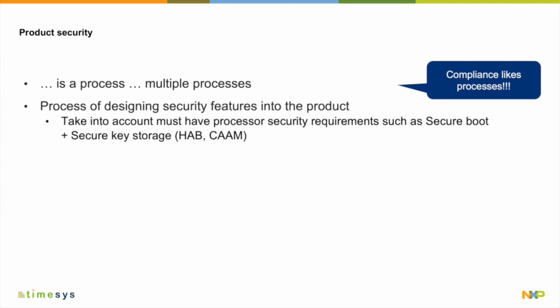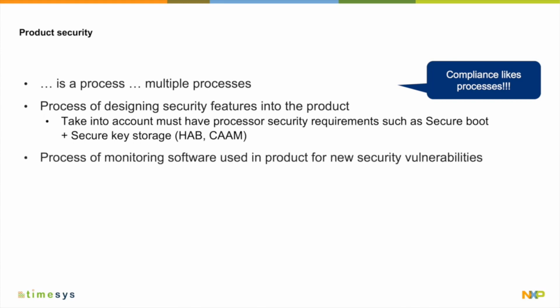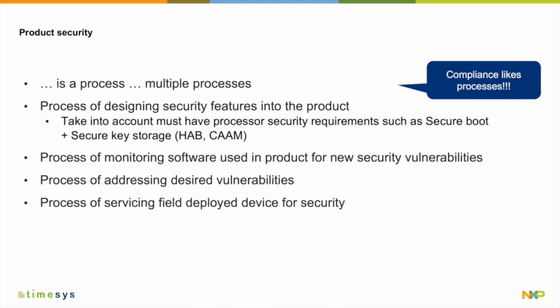The first one is the process of designing security features into the product, which take into account certain must-have security requirements, such as secure boot for software authentication, and secure key storage, which is provided by NXP's hub, and encryption is aided by the CAAM module. We have a process of monitoring software used in our products for security vulnerabilities. We have another process that we need to put in place to address discovered vulnerabilities. And once we address the vulnerabilities, there's another process of deploying the firmware updates.